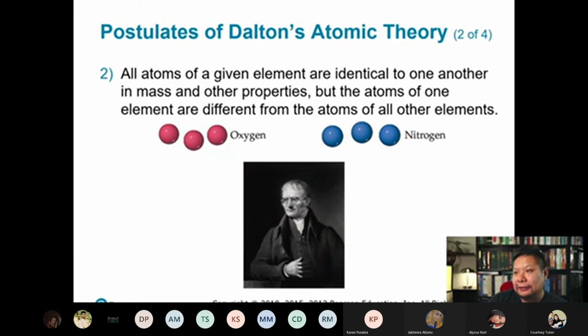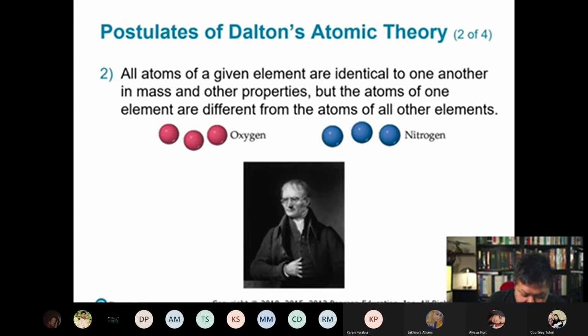Okay. So the second of the postulates in Dalton's atomic theory is that all atoms of a given element are identical to one another in mass and properties, but atoms of one element are different from atoms of another element, right? Again, a very obvious thing to state, right? But back then they weren't sure.